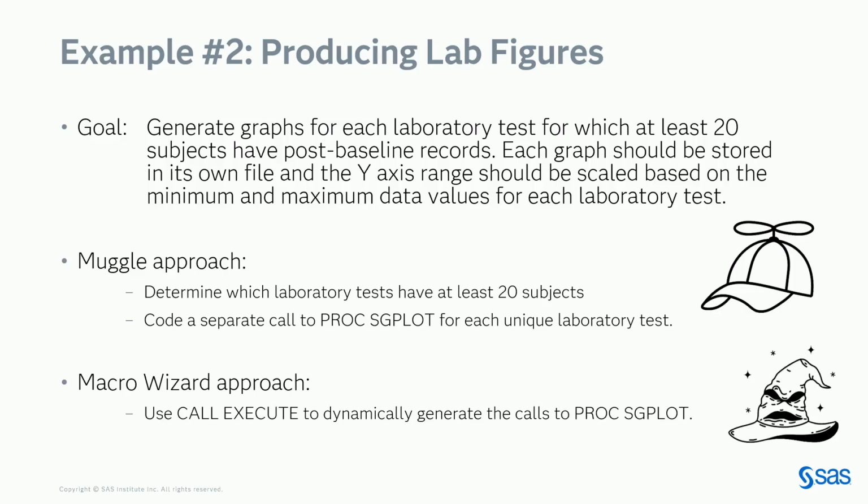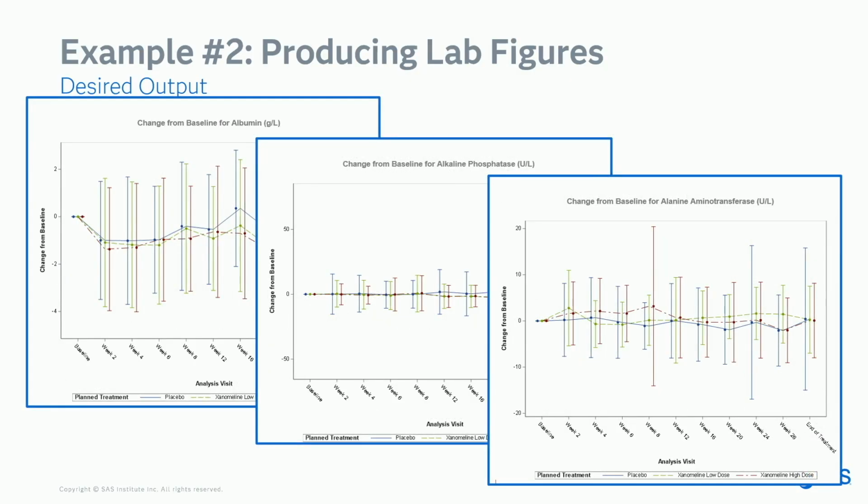So the macrotize-my-code approach would be, we're going to do this by putting that SG-plot into a macro, and then we're going to use call execute to determine when we're going to run a particular lab test. We're going to do some processing to say, okay, we have 20 subjects, now we can create a macro call, and then we're going to run that macro. So that's where call execute comes in. It's very powerful. It can be hard to use and tricky, so this is why it's called NEWTs, the Nationally Exhausting Wizarding Test portion of our class, and so it can be a bit tricky.